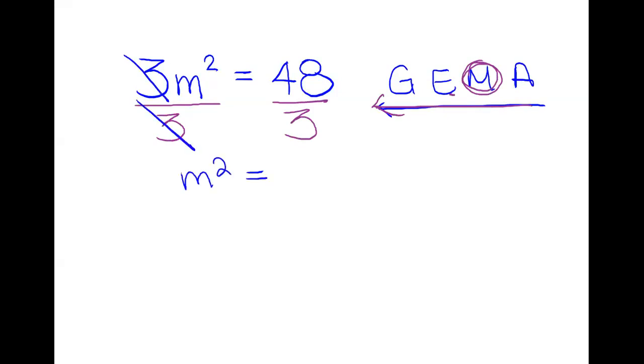And on the right-hand side, I'm going to do some side division. 3 goes into 4 once, remainder 1. 3 goes into 18 6 times. And so I get M squared is equal to 16. Are we cool with that?